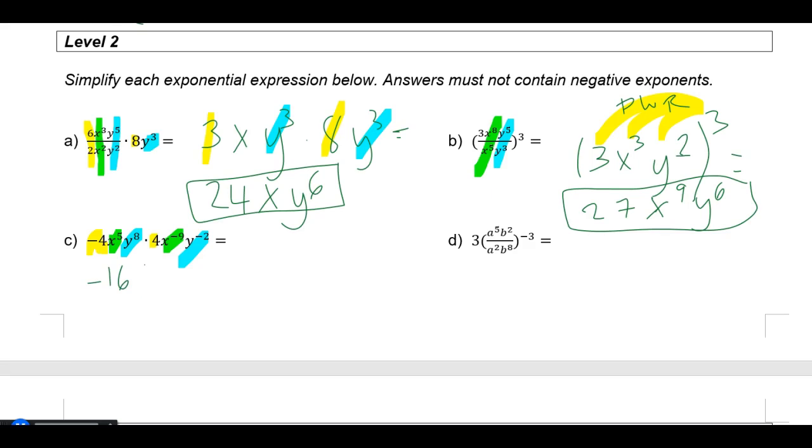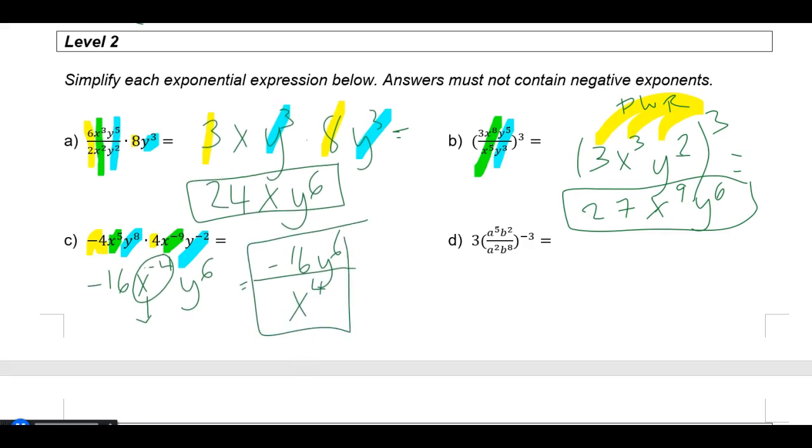X to the 5th plus x to the 9th, -9th, x to the -4th. Y to the 8th times y squared into the -2, y to the 6th. Now last thing is that this is negative, so it needs to be dragged down. So -16 times y to the 6th divided by x to the 4th. That looks terribly ugly. Alrighty.